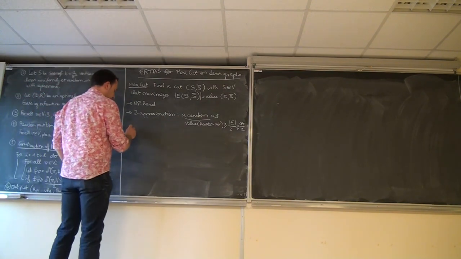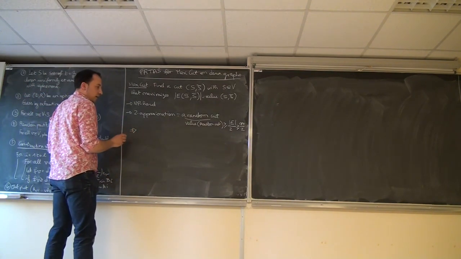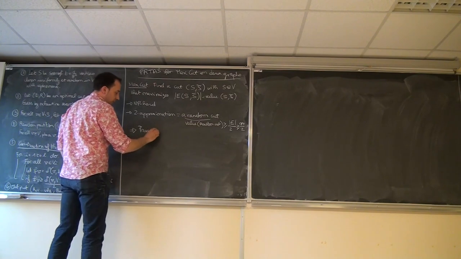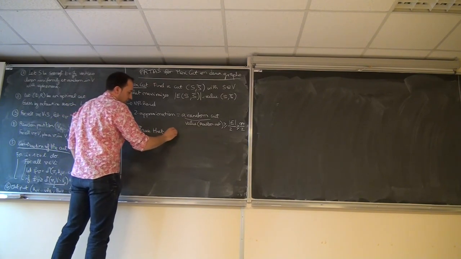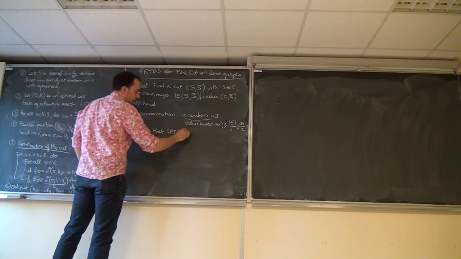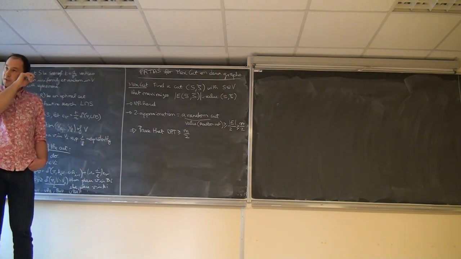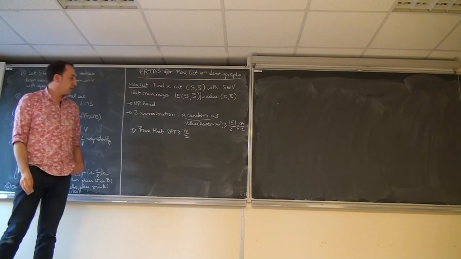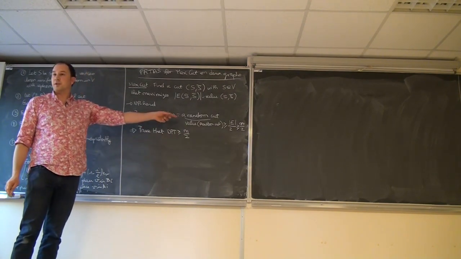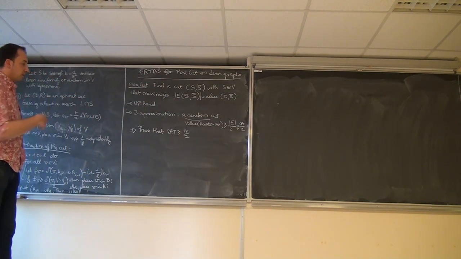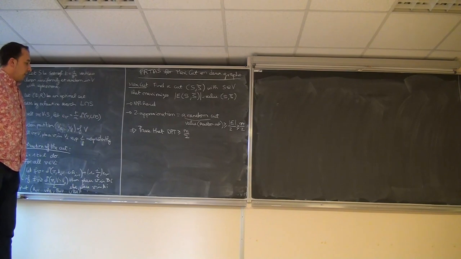And by the way, this proves that opt is larger than m over 2, where m is the number of edges, because we know that if the expected value of a random cut is larger than m over 2, then there exists some cut which is larger than m over 2. So in particular, the optimum cut is larger than that.